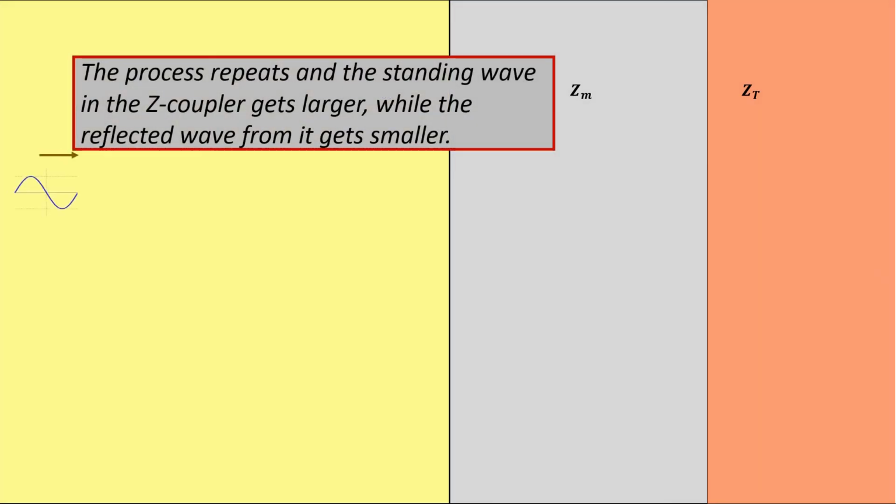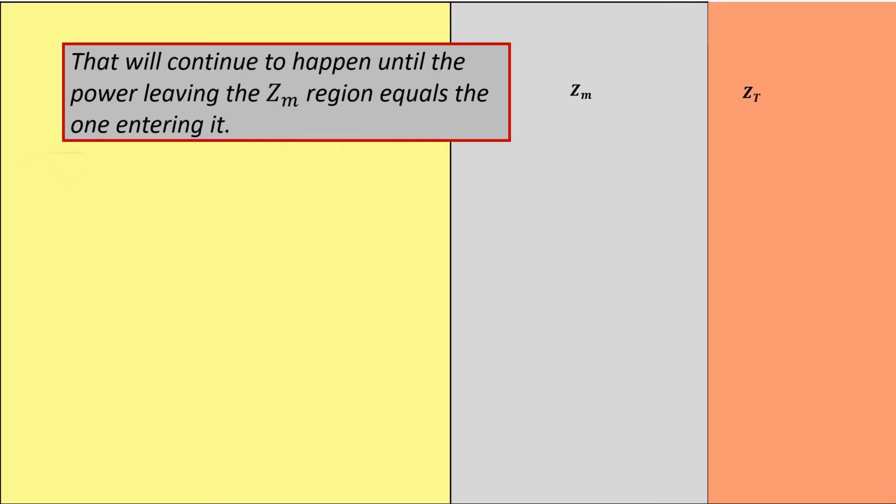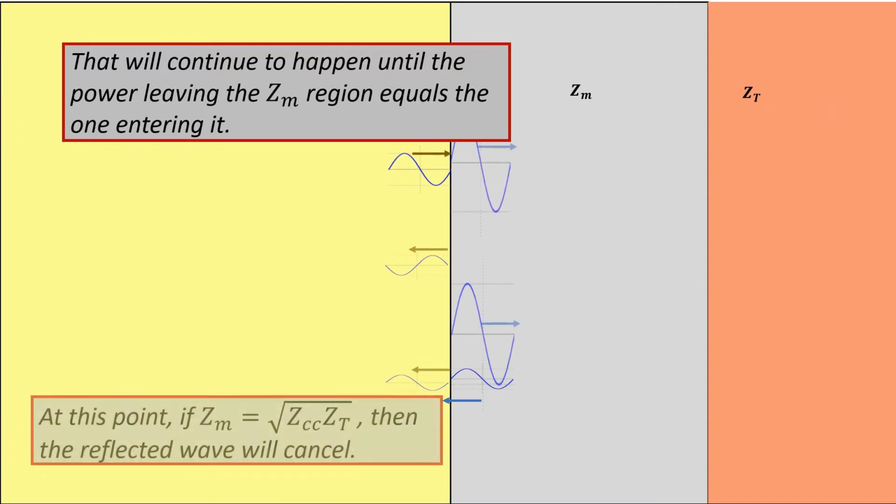The process repeats, and the standing wave in the zeta coupler gets larger while the reflective wave from it gets smaller. That will continue to happen until the power leaving the zeta sub m region equals the one entering it. At this point, if the impedance of the coupler equals the square root of the product of the ceramic and the tissue impedances, then the reflective wave will cancel.